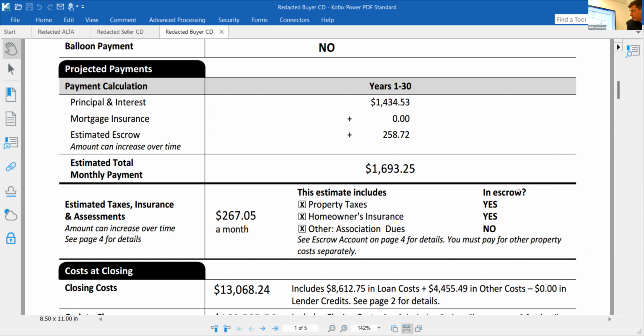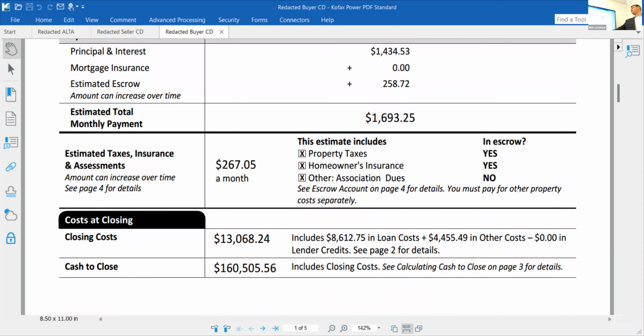Then again, your closing costs include the loan costs associated with getting the loan, plus the other costs associated with the transaction. That's where they come up with that closing cost number, which is referred to on page 2. And then you've got your cash to close, and that's the other number that people are generally most concerned with, so they make sure that's on that first page. Any questions on the first page that I haven't covered?